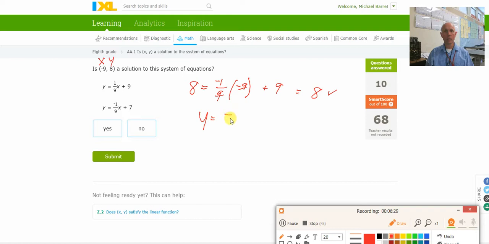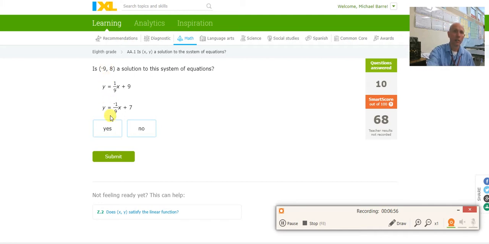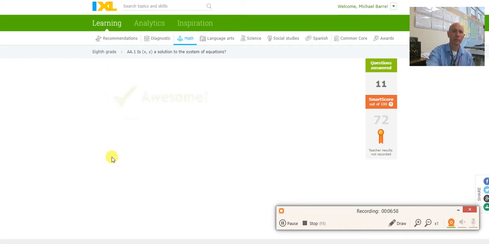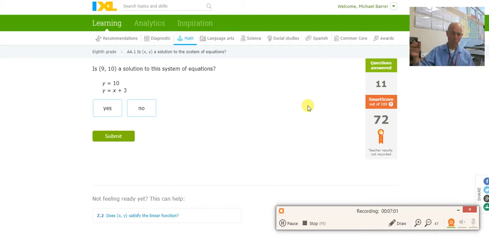Y equals negative 1/9 x. What's x? Negative 9 plus 7. This should be a y. This should be an 8 right here. Okay, these guys cancel. And a negative times a negative is a positive. So this is a positive 1 plus 7. That's 8. So it did work. It worked in both of them. Is it a solution? Yes, it's a solution. That was an interesting one.